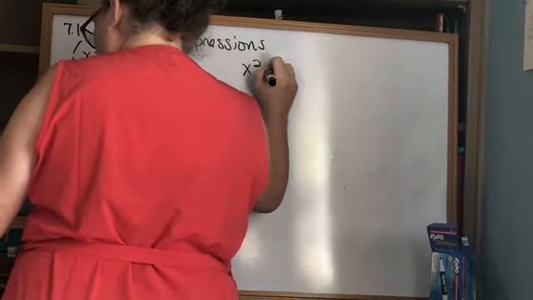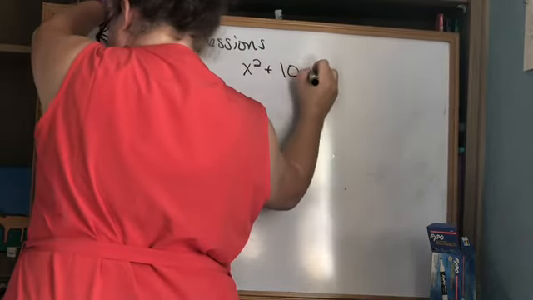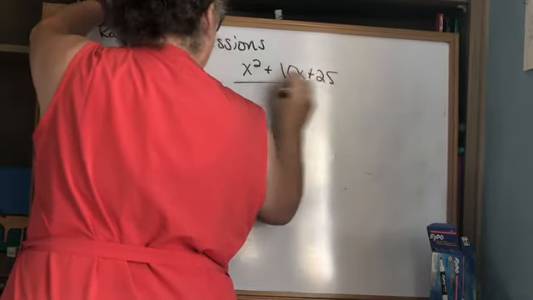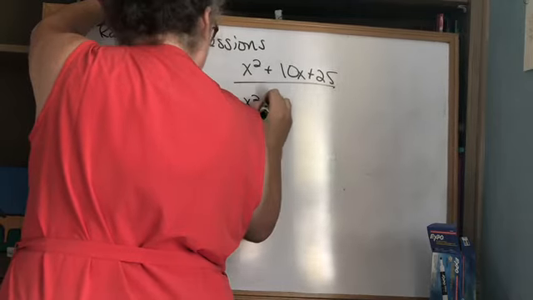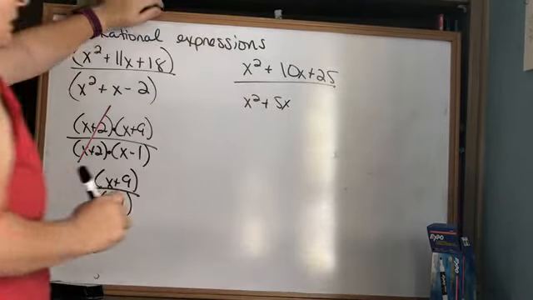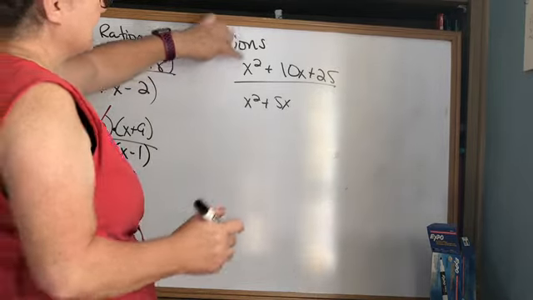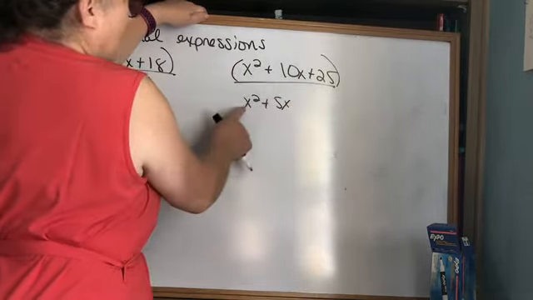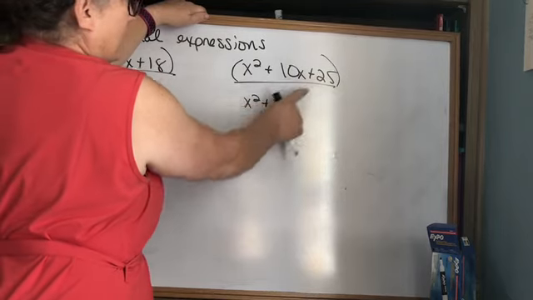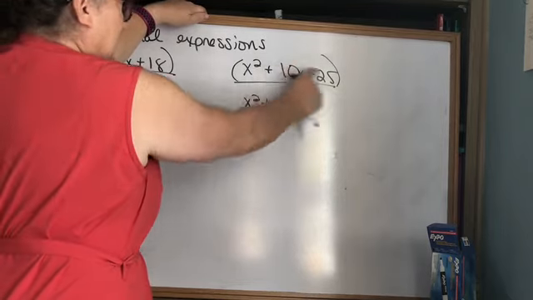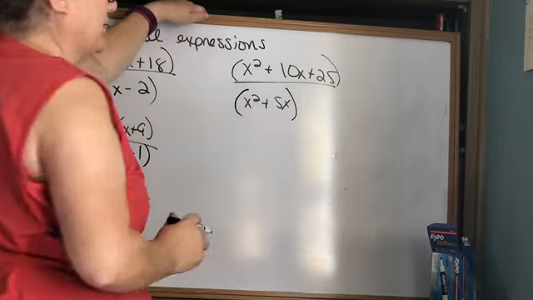x squared plus 10x plus 25 over x squared plus 5x. Once again, we're simplifying, so I need to factor this. This is one whole thing. I cannot factor out the 5 from there or divide this. That is one whole polynomial. That's one whole polynomial.